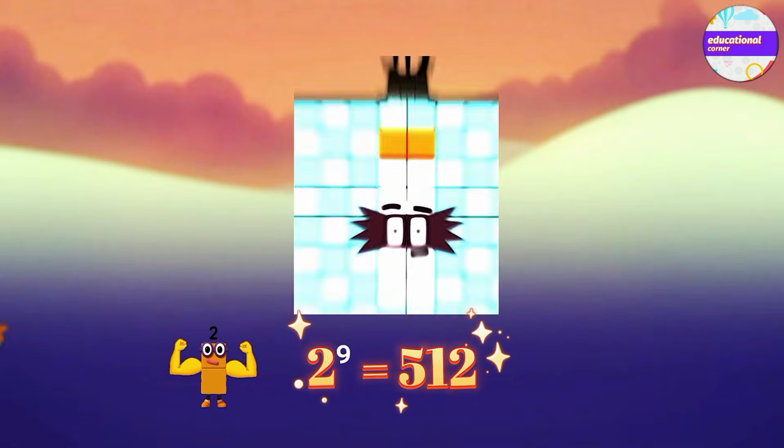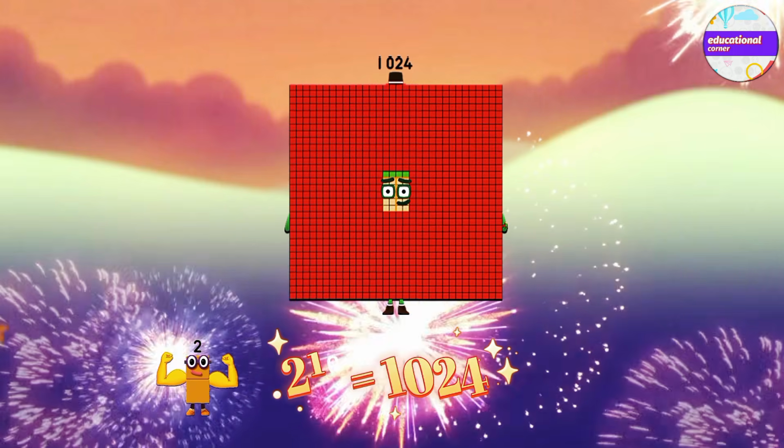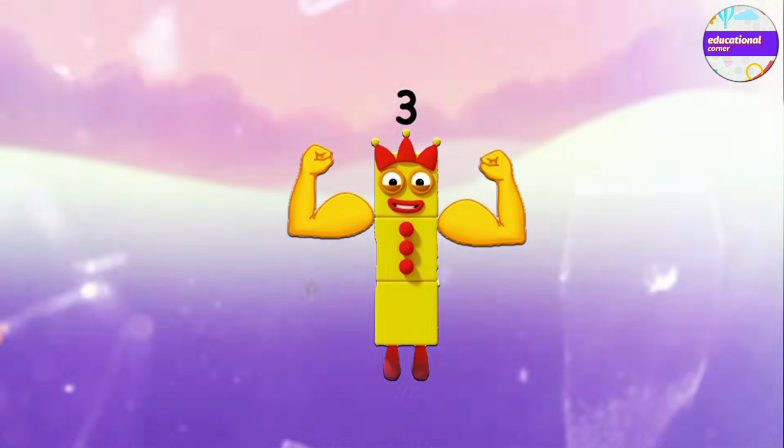256. 2 power 9 equals 512. 2 power 10 equals 1024.